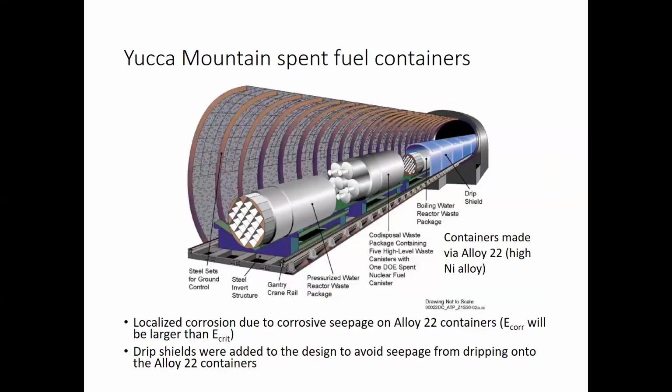The project, if you're wondering, is indefinitely put on hold, and the U.S. is now going through the process very slowly of thinking about what it might be doing for a future DGR of some sort. So this is the Yucca Mountain containers as they were conceived. The idea is that it would be fuel placed on these pallets, and the fuel itself would be encased in these containers with what's called alloy 22.